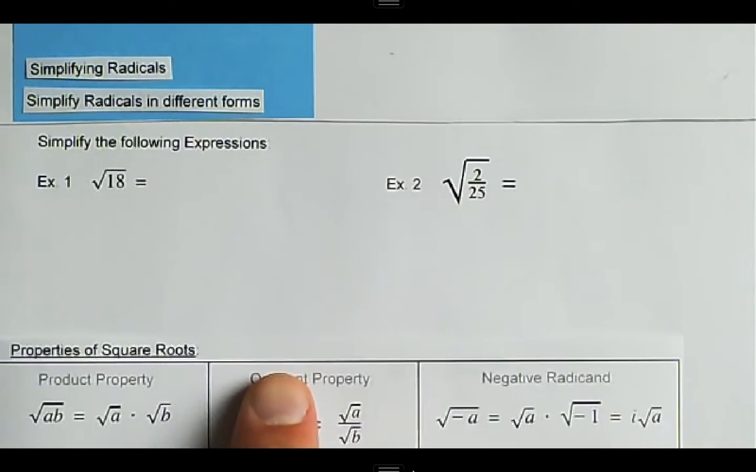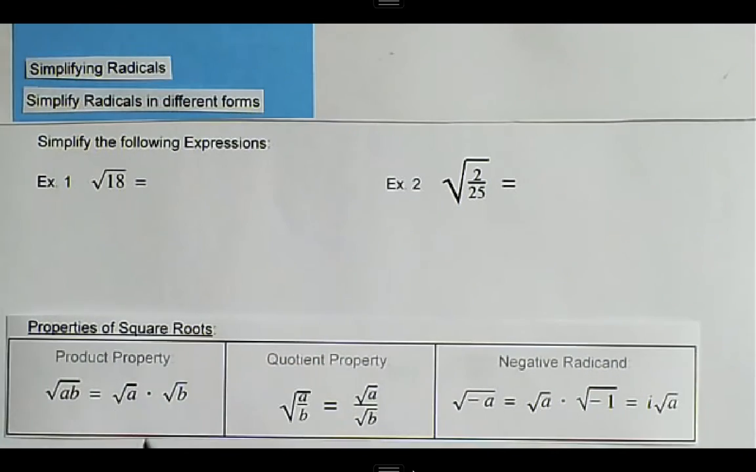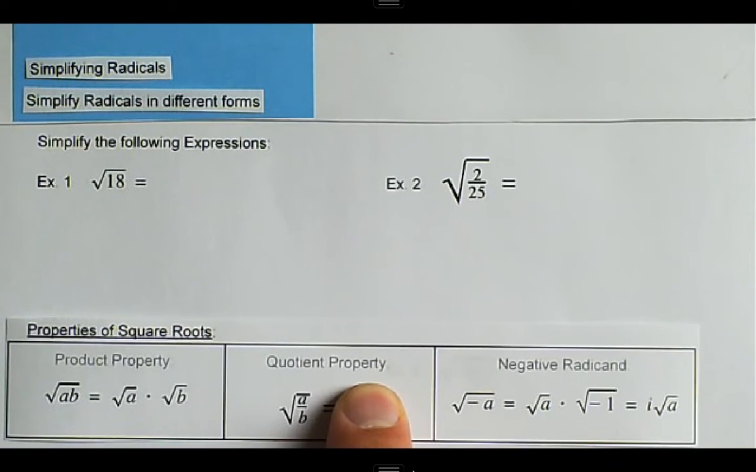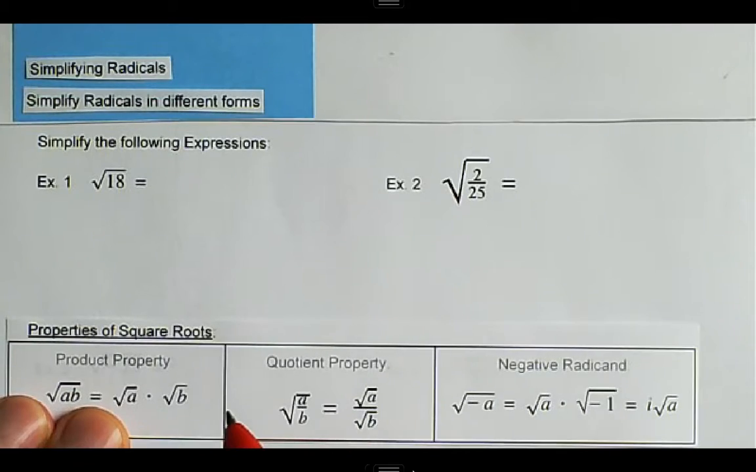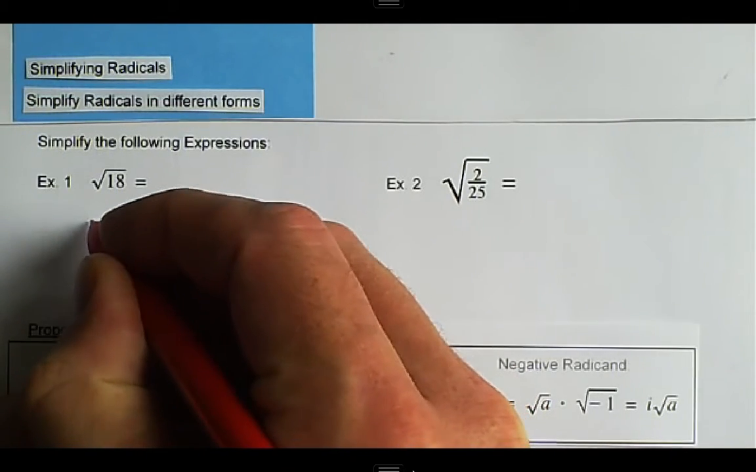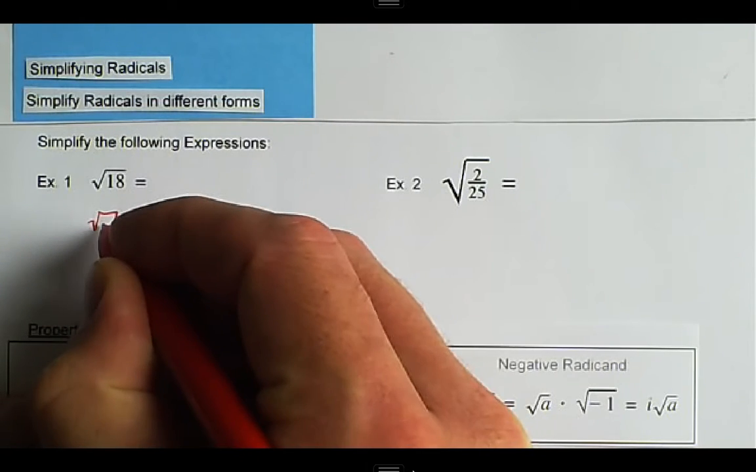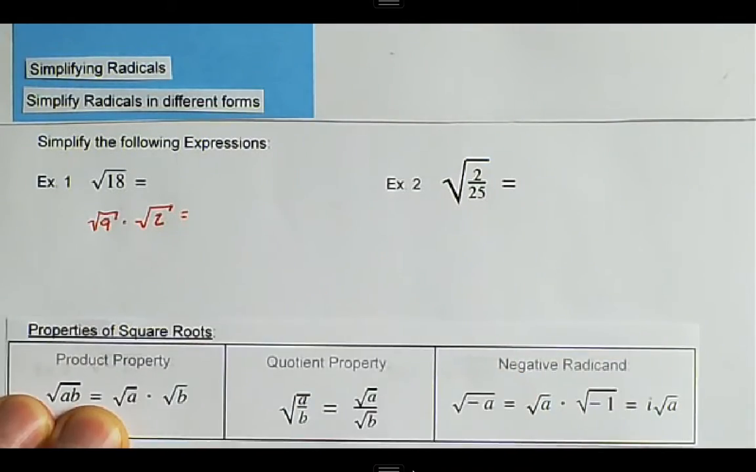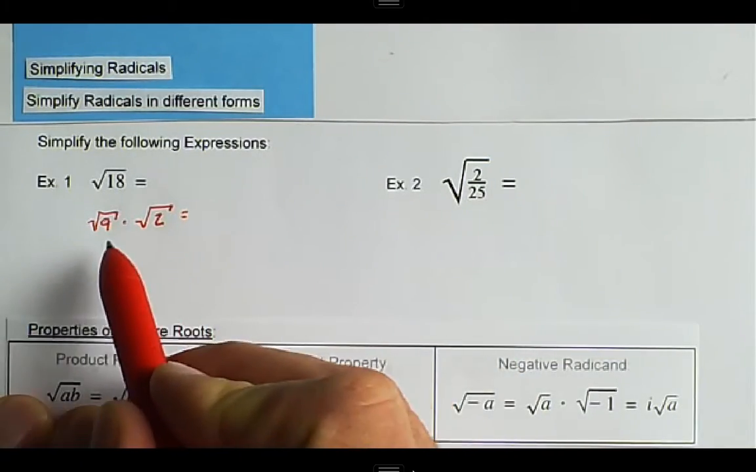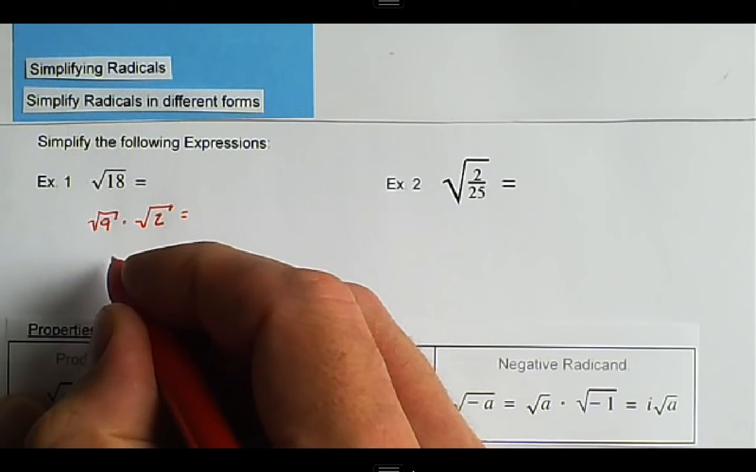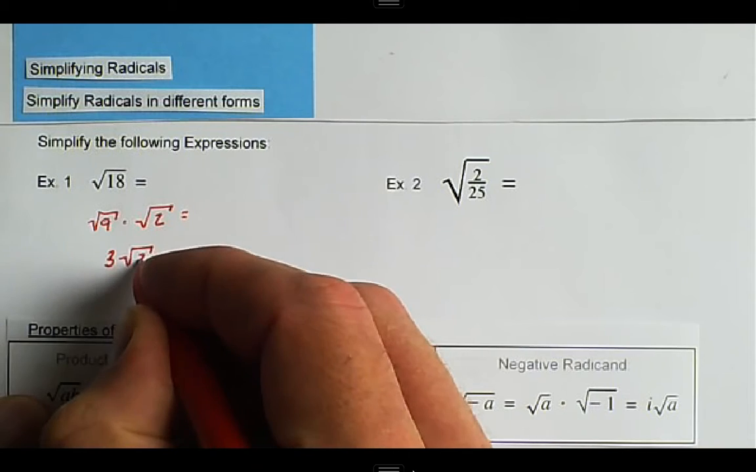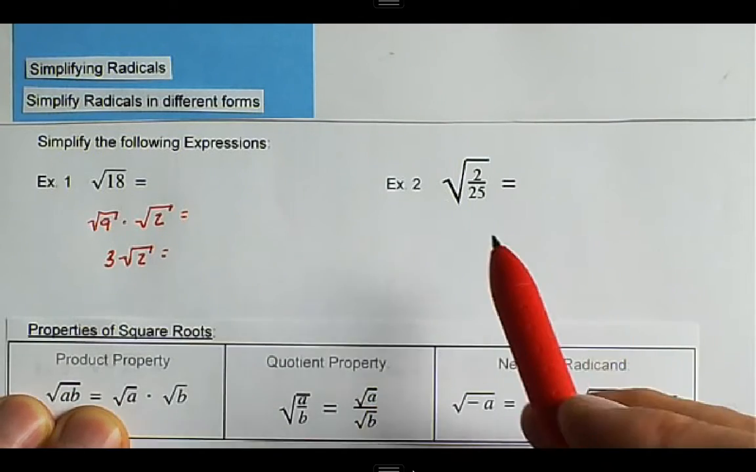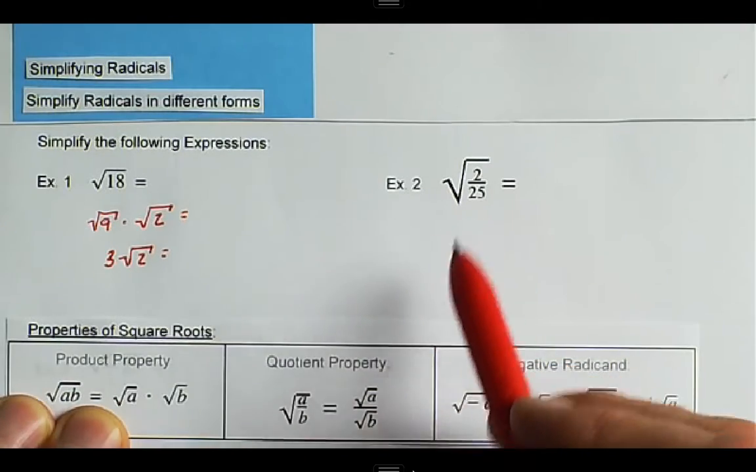So here we have some examples. We have example 1 here. Simplify the following expression. We have the square root of 18. Well, we know we can write the square root of 18 as two products. So we can write it as the square root of 9 multiplied by the square root of 2. We don't know what the square root of 2 is, but we do know the square root of 9. So then we can write this as 3 times the square root of 2, and then that is in the simplest form.